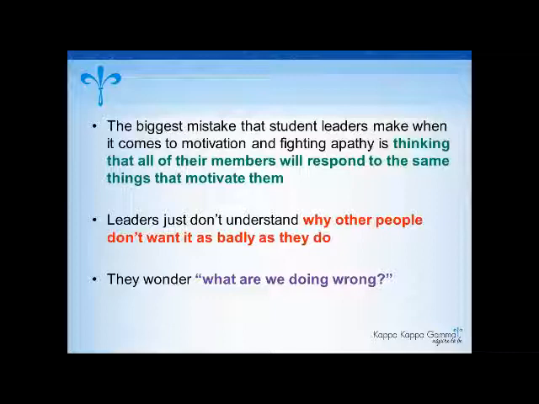So I think, as we talked about this and prepared, we could all relate that the biggest mistake that student leaders make when it comes to motivation and fighting apathy is thinking that all of their members will respond to the same things that motivate them. So, keeping in mind, those are that top third, right? So they're talking to a different group of people. Leaders just don't understand why other people don't want it as badly as they do. We see this in our chapter leaders all the time. They wonder, what are we doing wrong?